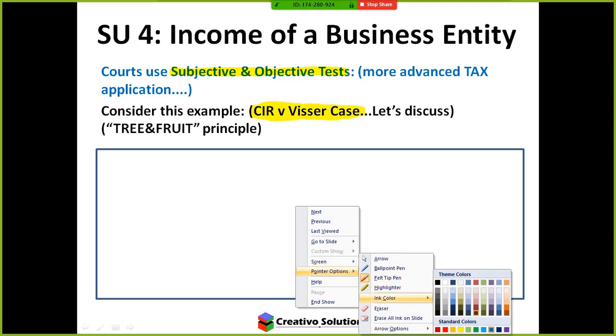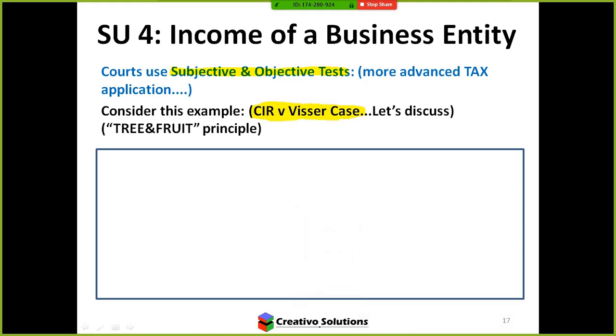All right, so for this one, I'm looking at the tree and the fruit principle. This is the CIR versus FISA case. It's quite an easy case to remember because if you look at FISA, think about a boat, and you're fishing. All right, we're looking at the FISA case. The FISA case talks about a tree and a fruit.